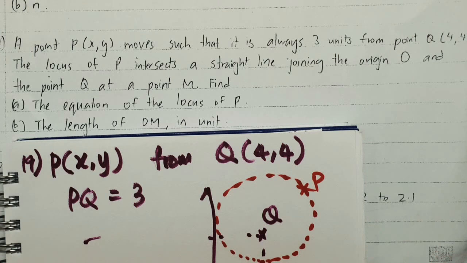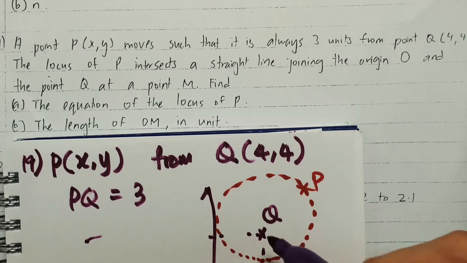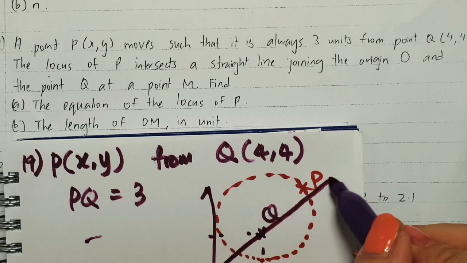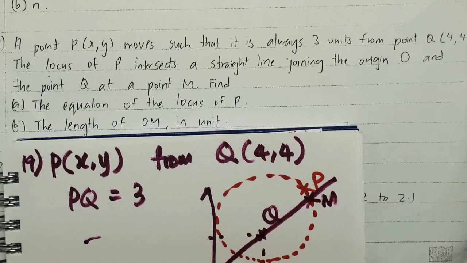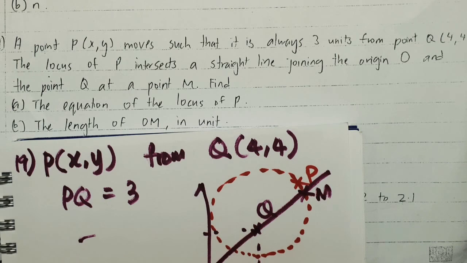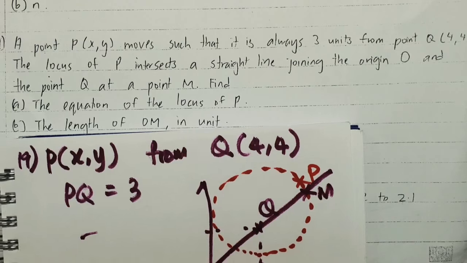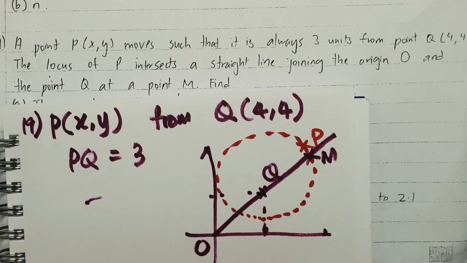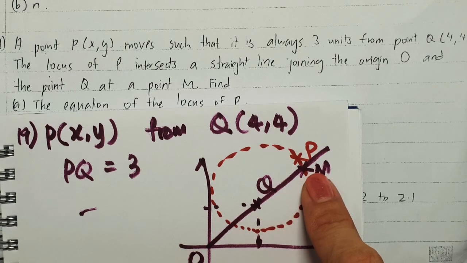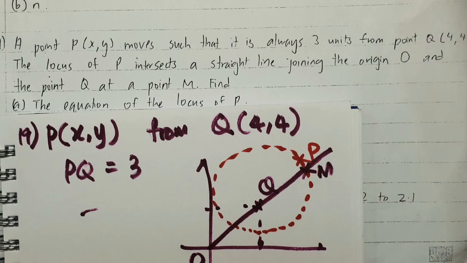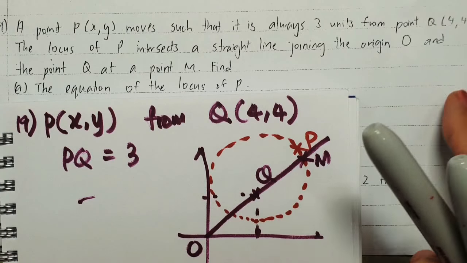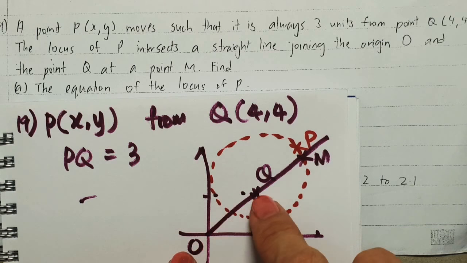at a point M. That means it will join the origin and the point Q, and point M here, okay? At a point M. I think this is what it means. The question isn't really well written. So the locus of P will intersect a straight line that joins the origin and the point Q at a point M. Oh yeah, it will intersect this line that joins O and Q at point M.